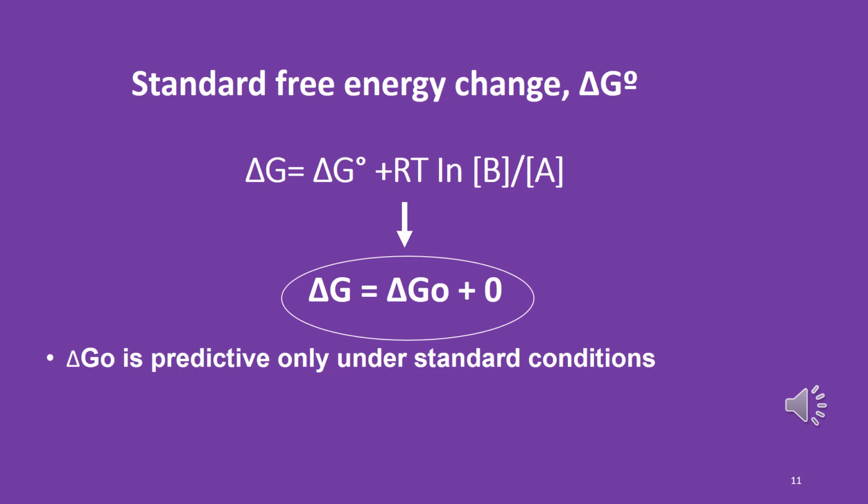So we can say that the standard free energy, or delta G naught, is predictive only under standard conditions, as only then the change in free energy is equal to the change in standard free energy. However, the change in standard free energy cannot predict the direction of a reaction under physiological conditions because it is composed solely of constants, like the gas constant and temperature, and therefore doesn't alter with any changes in product or substrate concentrations.